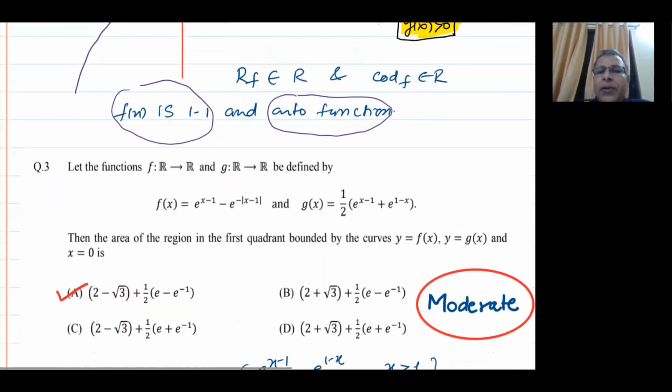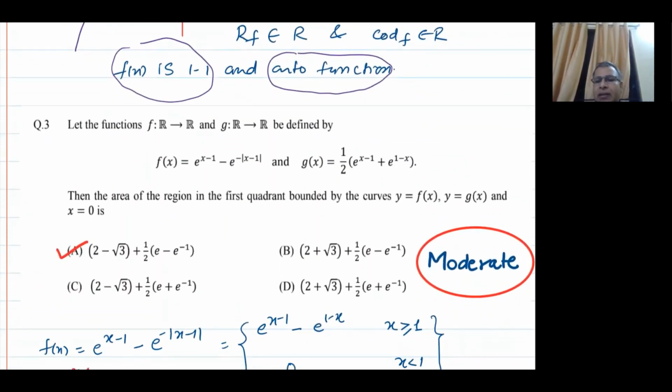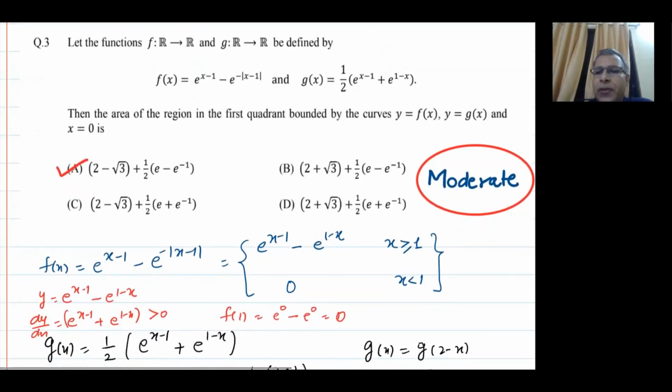Now question number 3, and this is a moderate to difficult problem, and the question is: let the functions f from R to R and g from R to R be defined by f(x) = e^(x-1) - e^(-|x-1|), and g(x) = 1/2 (e^(x-1) + e^(1-x)). Then the area of the region in the first quadrant bounded by the curves y = f(x), y = g(x), and x = 0 is. So we have 4 options.